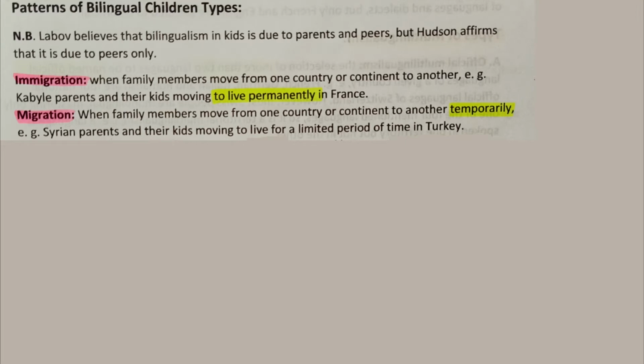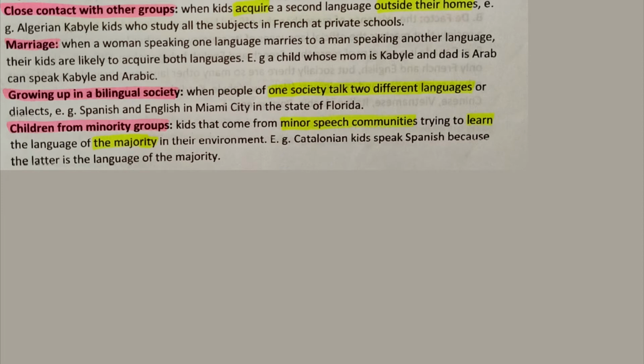So then we have close contact with other groups. It is when kids acquire a second language outside their homes. For instance, if you take the Algerian Kabyle kids who study all the subjects in French at private schools. Okay, not only Kabyle, but also Algerians in general. But usually, when you speak the Algerian dialect, or Kabyle or Shawi or whatsoever, and you are not sent to study in a public school, you are sent to study in a private school. They will teach you using the French language. Therefore, you are going to acquire a second language from that private school.